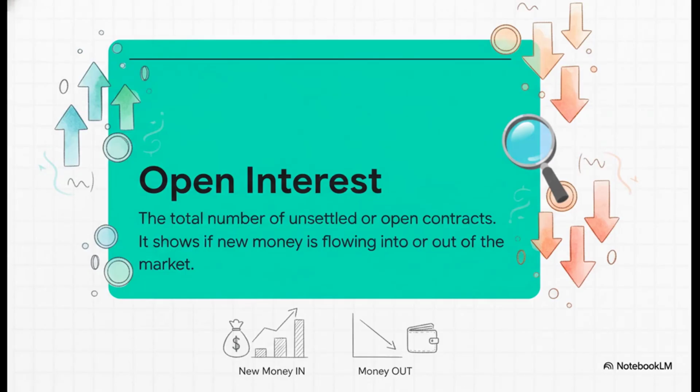And now for our star player, open interest. This is the total number of active open contracts out there. The core idea here is really simple, but man, is it powerful. If open interest is rising, it means new money is flowing into the market, fueling the trend. If it's falling, money is flowing out. It's a direct gauge of who's participating.